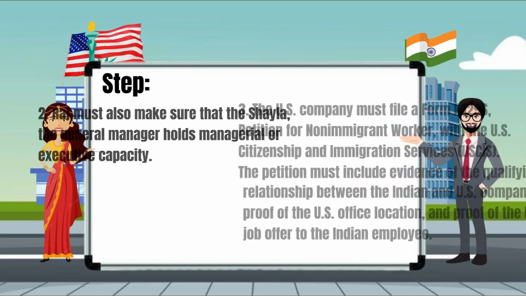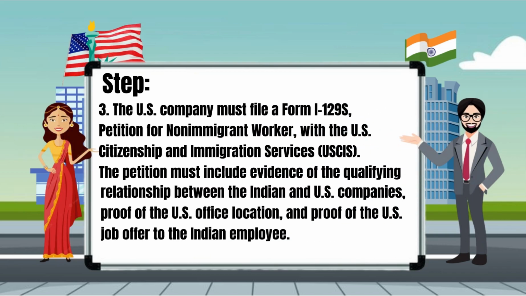Third, the US company must file Form I-129S, petition for non-immigrant worker, with US Citizenship and Immigration Services. This petition must include evidence of a qualifying relationship between the Indian and the US companies, proof of the US office location, and proof of the US job offer to the Indian employee, and in this case, that will be Shaila.